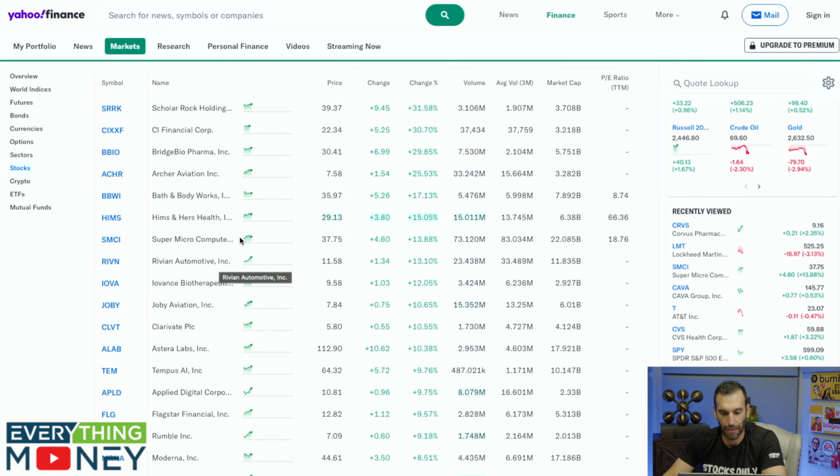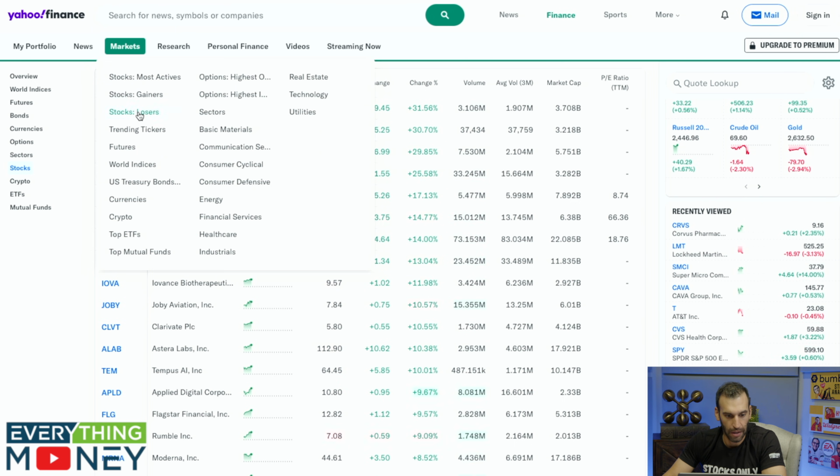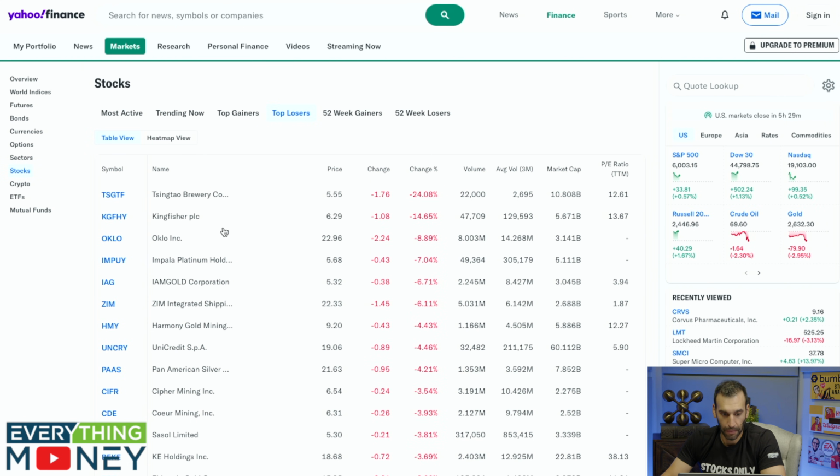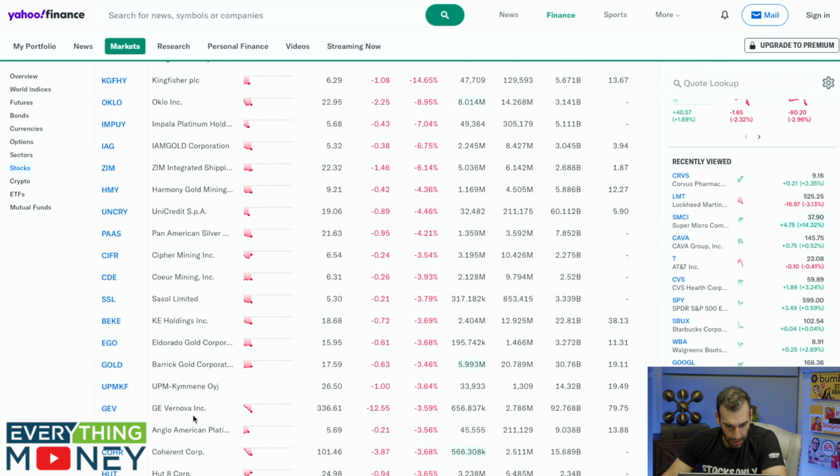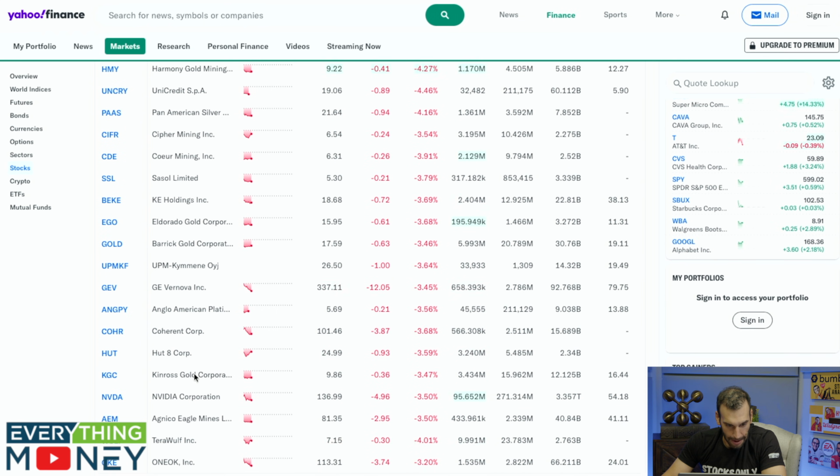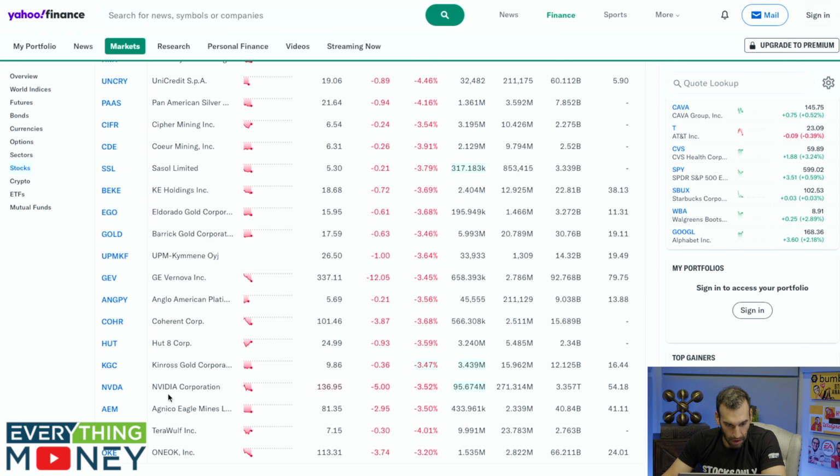But if you're somebody that just wants a lot of action, go and play with these different areas. You can come over here to Biggest Losers. If you want to short, come over here and you can see Kingfisher down 14%. Zim down 6%. I'm trying to see other ones that I'm familiar with in here. Oh, NVIDIA down 3.5%. Try to go and grab a little bit of it. These are just different ways that you can go and pick stocks.